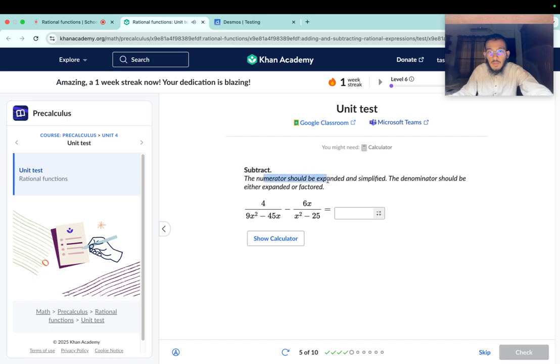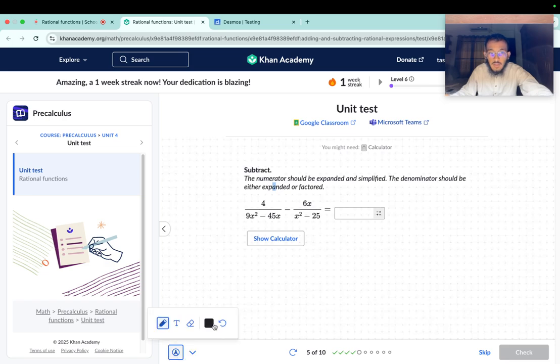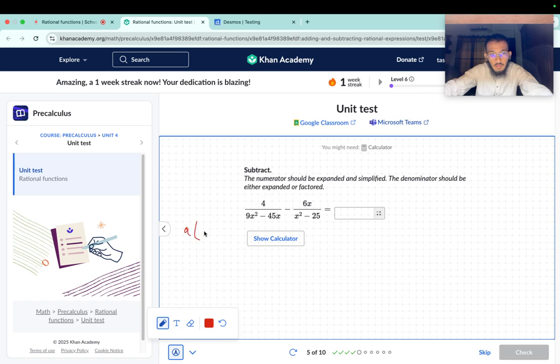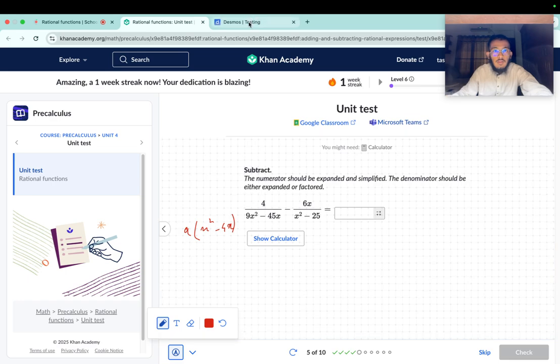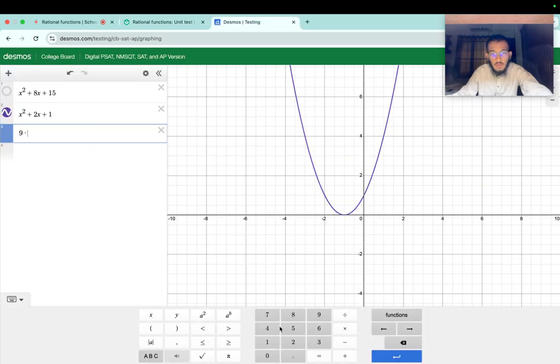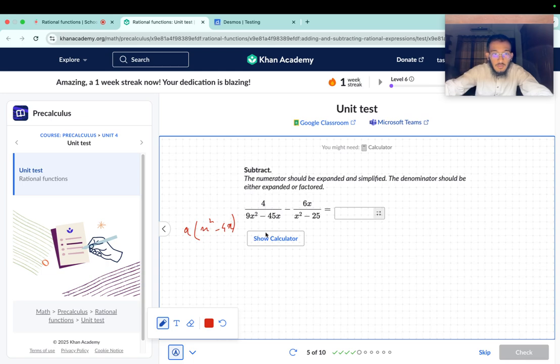We have to subtract. The numerator should be either expanded or factorized. Let's factorize this. If I take 9 out, so we have x squared negative 5x, right? 9 times 5 is 45. So 9x squared minus 45x.